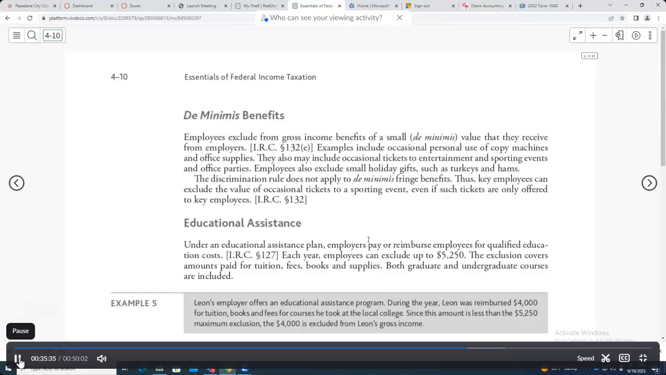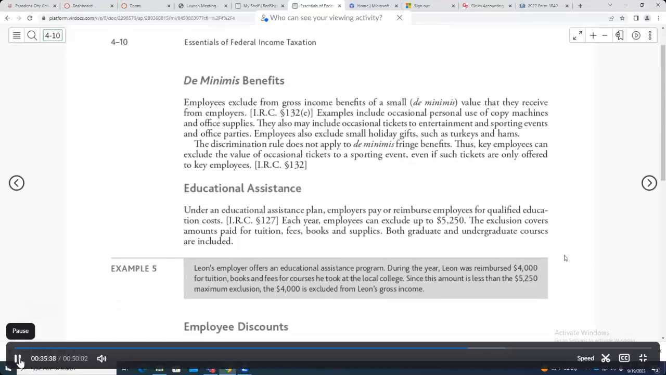Educational assistance, again, if the company gives you educational assistance, each employee can exclude up to $5,250. The exclusion covers amounts paid for tuition, fees, books, and supplies, for both graduate and undergraduate courses. Leon's employer offers an educational assistance program. During the year, Leon was reimbursed $4,000 for tuition, books, and fees. Since this amount is less than the $5,250 maximum exclusion, the $4,000 is excluded from Leon's gross income.